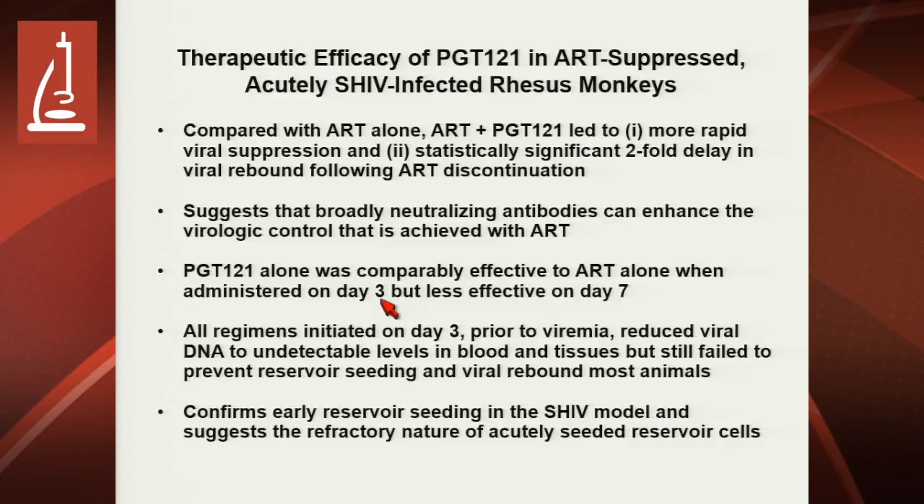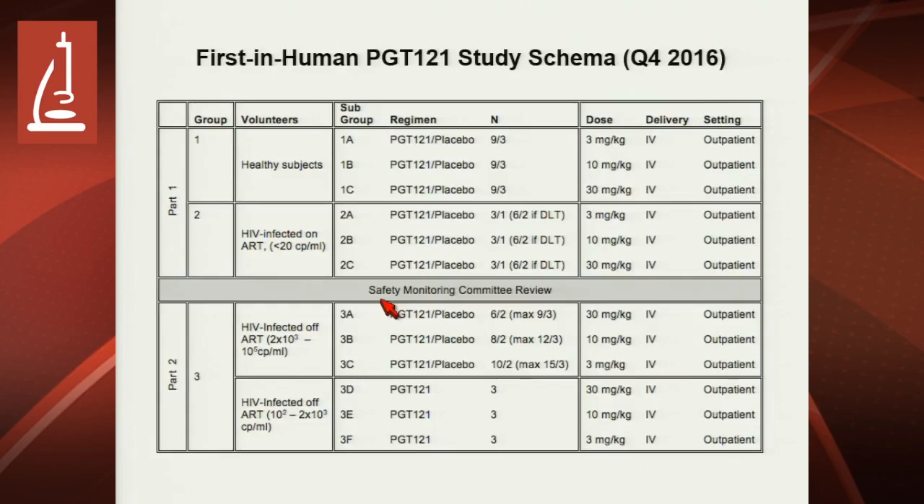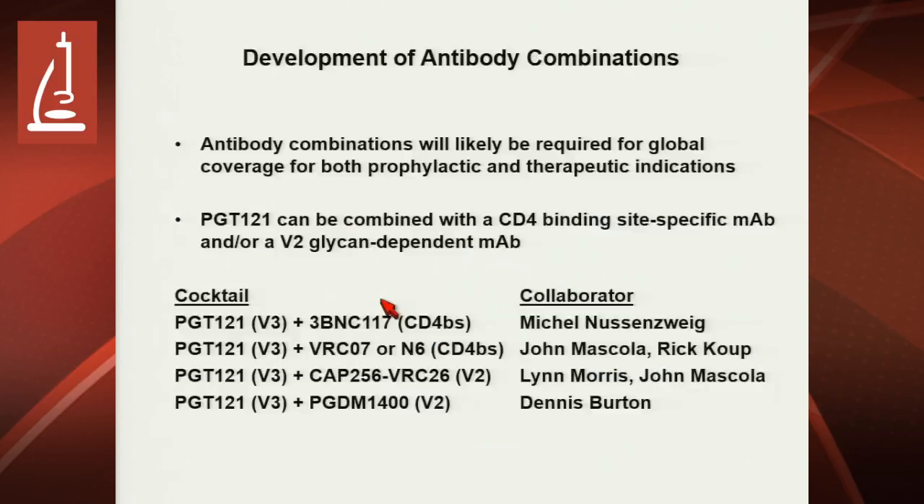All regimens initiated on day 3, even when it's prior to viremia, reduce viral DNA to undetectable levels in blood and tissues, but still fail to prevent reservoir seeding and viral rebound. And this confirms the earlier data we had showing early reservoir seeding in the SIV model, and suggests the refractory nature of the acutely seeded reservoir cells. So we do intend to move this into clinical trials, and we hope that our first-in-human PGT121 study will start later this year.